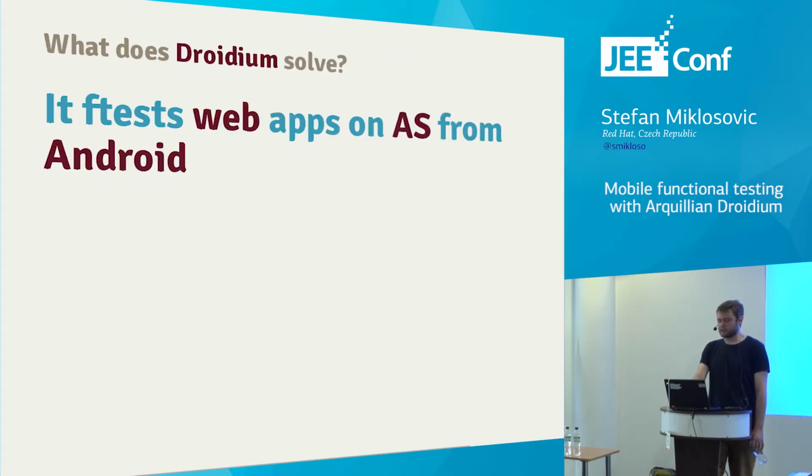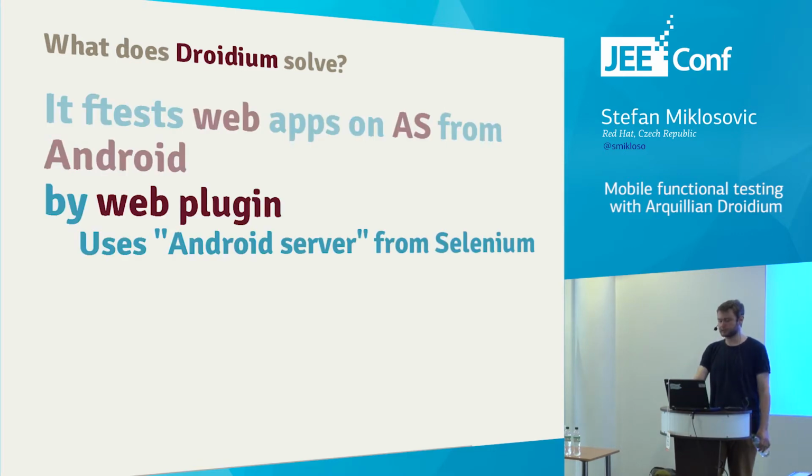Droidium solves basically two things. The first thing is that it functionally tests web applications which are deployed on an application server, as you know it, like JBoss, WildFly, Glassfish, and so on. But this application is tested from the Android point of view. So in your Android, you open a web browser, and the tests are carried out there. And it is solved by the so-called web plugin. It uses the Android server APK from Selenium.